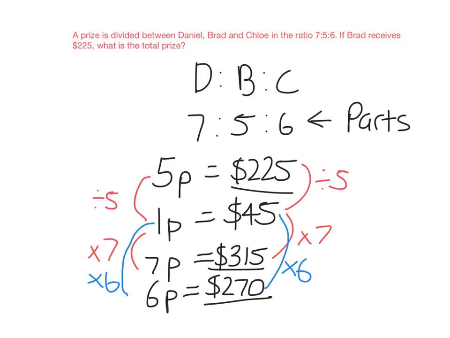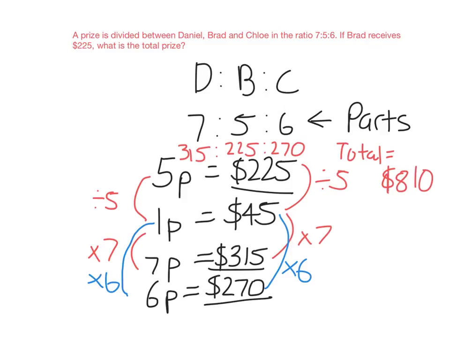So the total prize pool is 7 parts, $315, to 5 parts, to 6 parts. The total of all that, I just add those numbers up. 315 plus 225 plus 270, and I get $810. So that's the answer. The total prize was $810, and I found it using the unitary method.